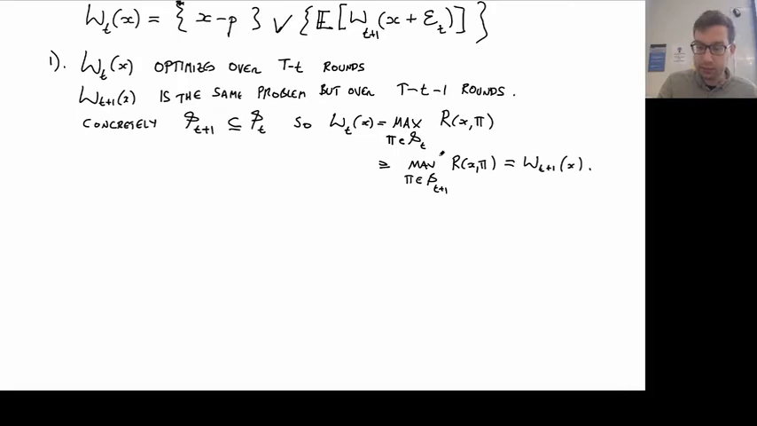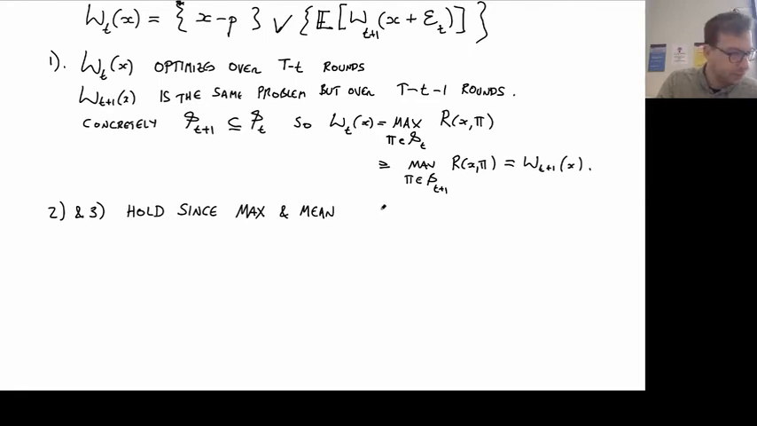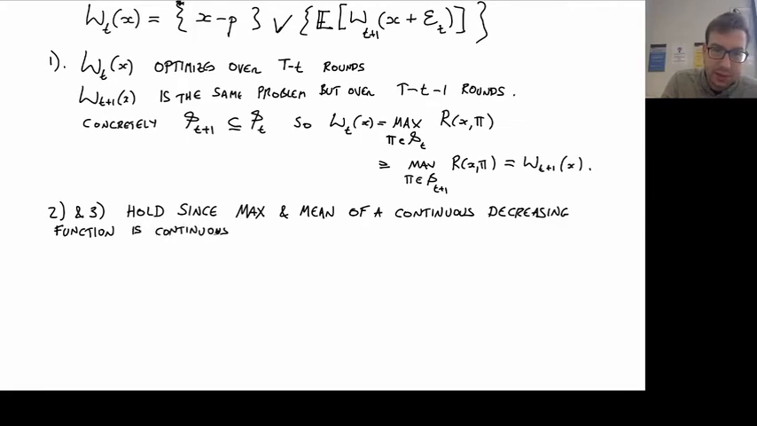Okay, so let's write that down. 2 and 3 hold since the max and the mean of a continuous decreasing function is continuous and decreasing.